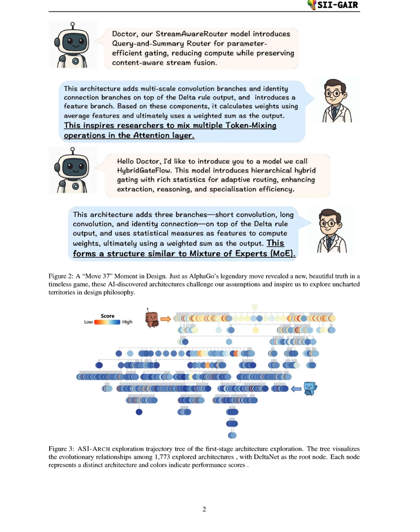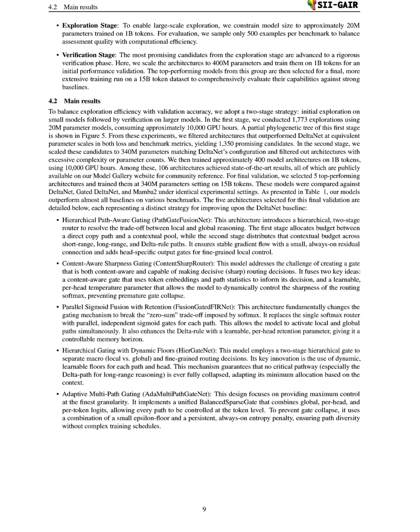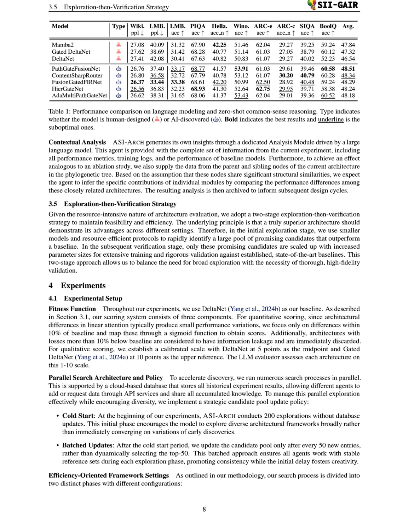The ASI-ARCH method successfully discovered 106 novel, state-of-the-art linear attention architectures after conducting 1,773 autonomous experiments over approximately 20,000 GPU hours. In the initial exploration stage, 1,350 promising candidates were identified that outperformed the DeltaNet baseline in both loss and benchmark metrics. These candidates were then scaled up for rigorous validation, resulting in 106 architectures achieving state-of-the-art results.